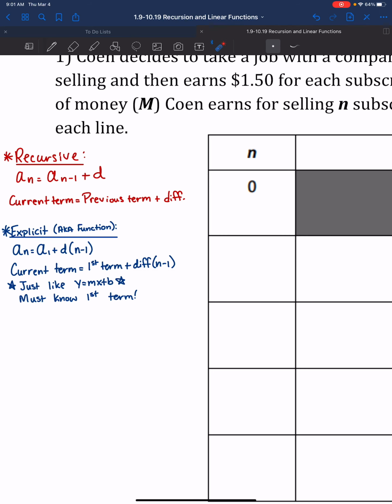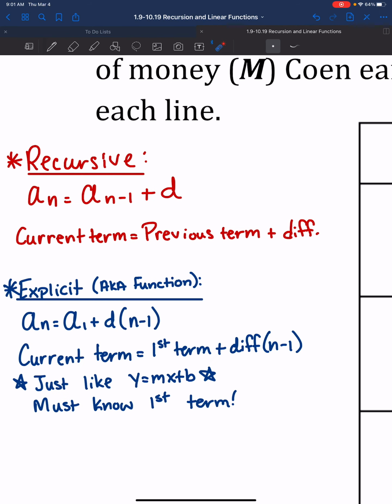So on recursive rules, they follow the form a sub n is equal to a sub n minus 1 plus d. Now, each of these parts represents something different. We've got a sub n represents the current term, a sub n minus 1 represents the previous term, and then d is just the difference between the two.